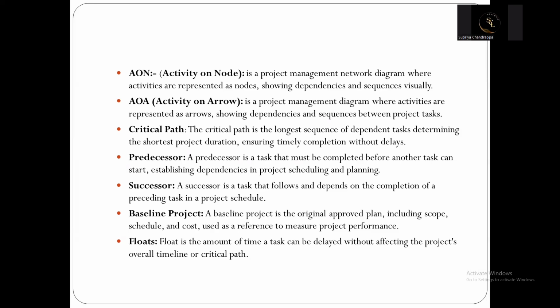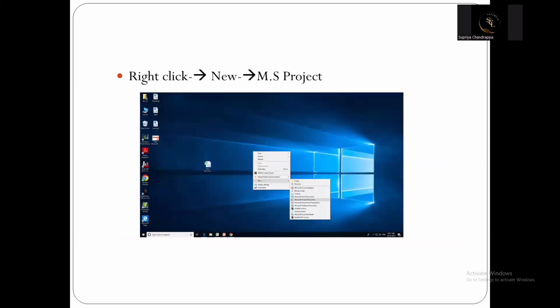And the baseline project: every project will have a baseline project, because when the project starts, there will be many constraints. As per the constraints, the actual schedule changes, actual dates change, and the final completion date changes. Every day the schedule keeps changing, and the starting date of the project keeps changing. But when we have to track the project, we have to track it with respect to the baseline project only. That is why we call it the baseline project.